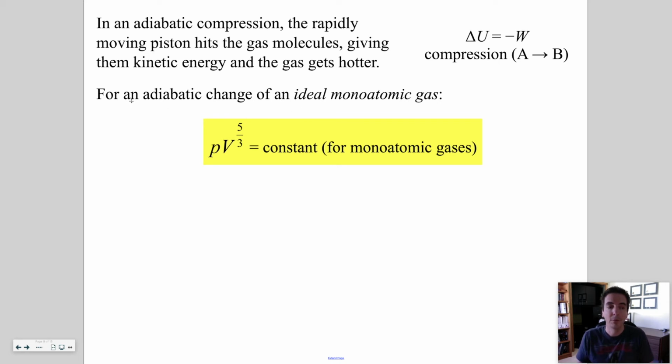For an adiabatic change of an ideal monoatomic gas, and I keep mispronouncing it, this is exactly how it appears in your data booklet: pressure times volume to the power of 5/3 is a constant. We're not going to get into the derivation of why it is 5/3. It's not necessary for this particular part of the course.